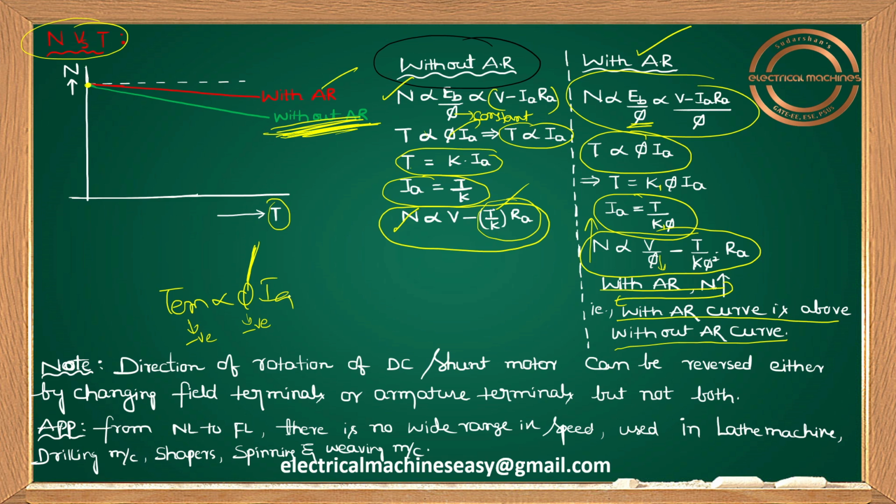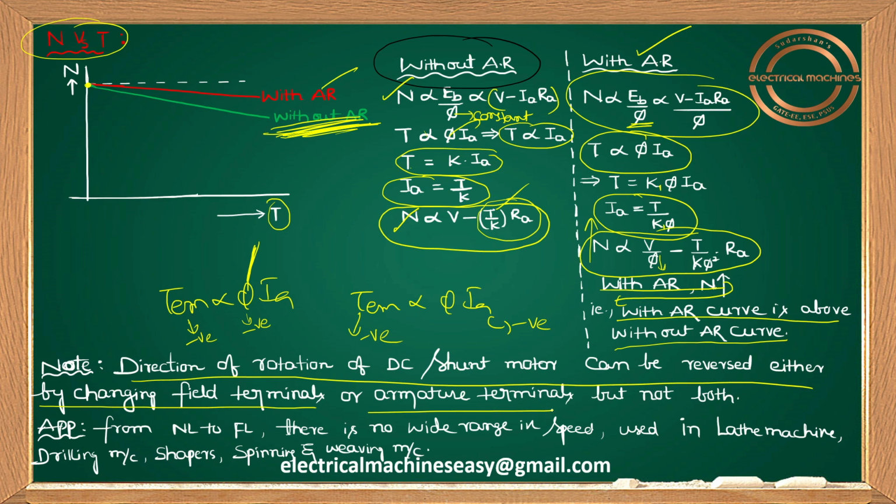Suppose instead of changing the field terminals, you can change the armature terminals also, so that IA will reverse. So torque also will reverse. Tm is proportional to phi into IA. If you reverse IA with the armature terminals, torque becomes negative. So try to understand, guys. The direction of rotation of a DC shunt motor can be reversed either by changing the field terminals or the armature terminals, but not both.